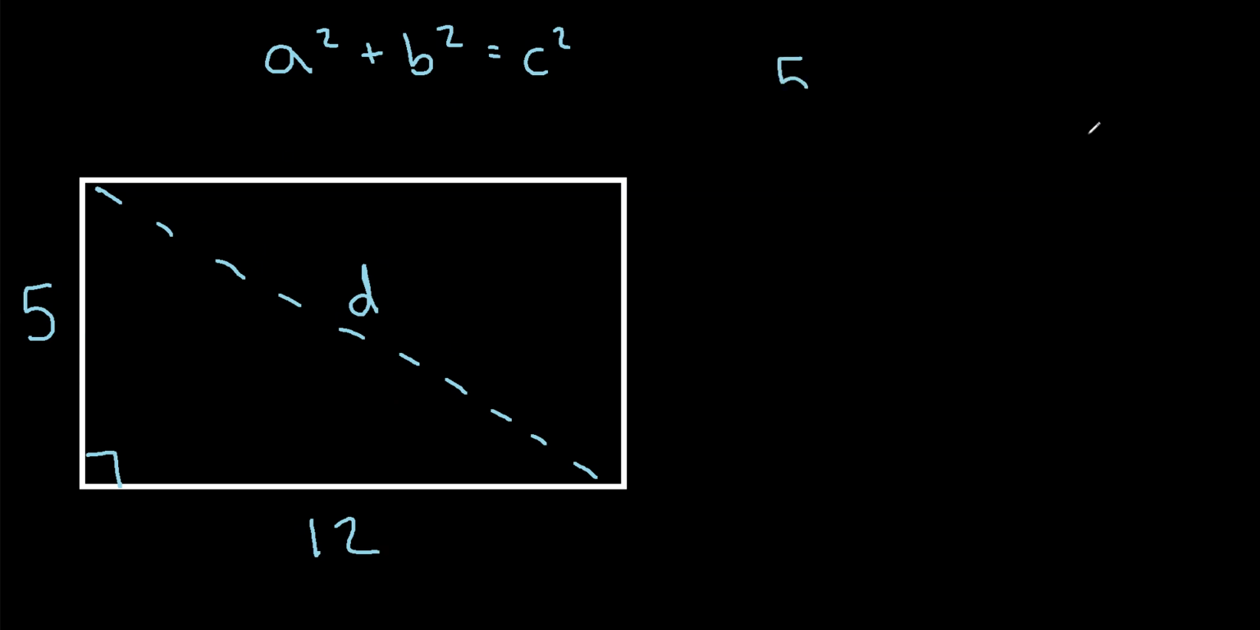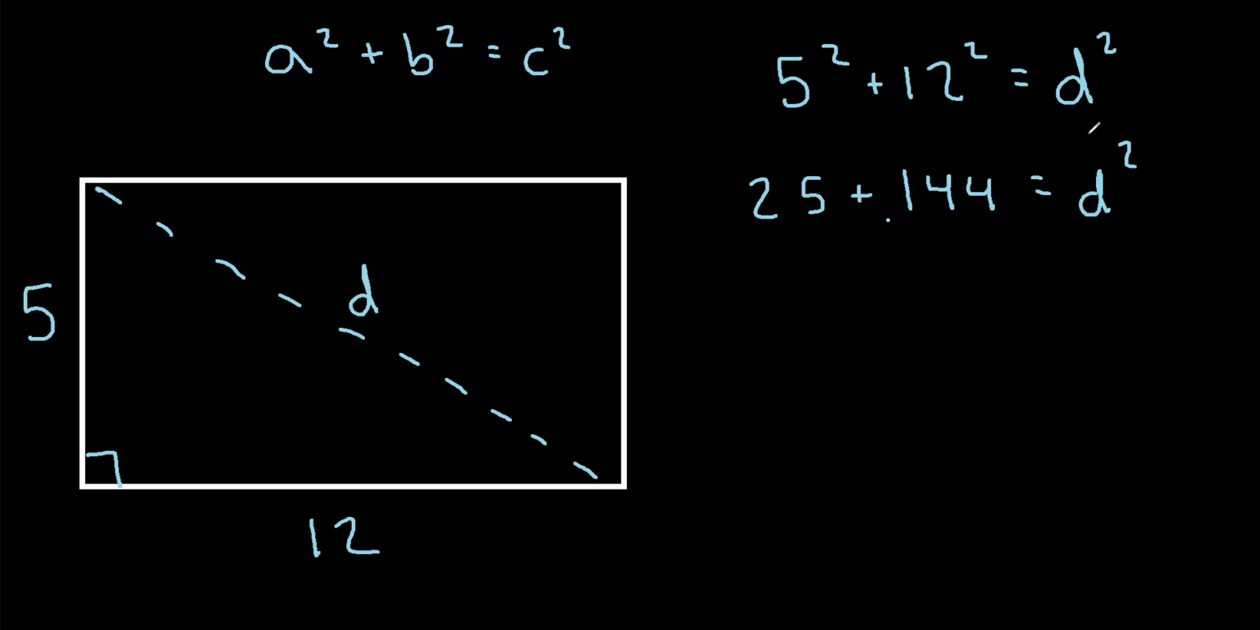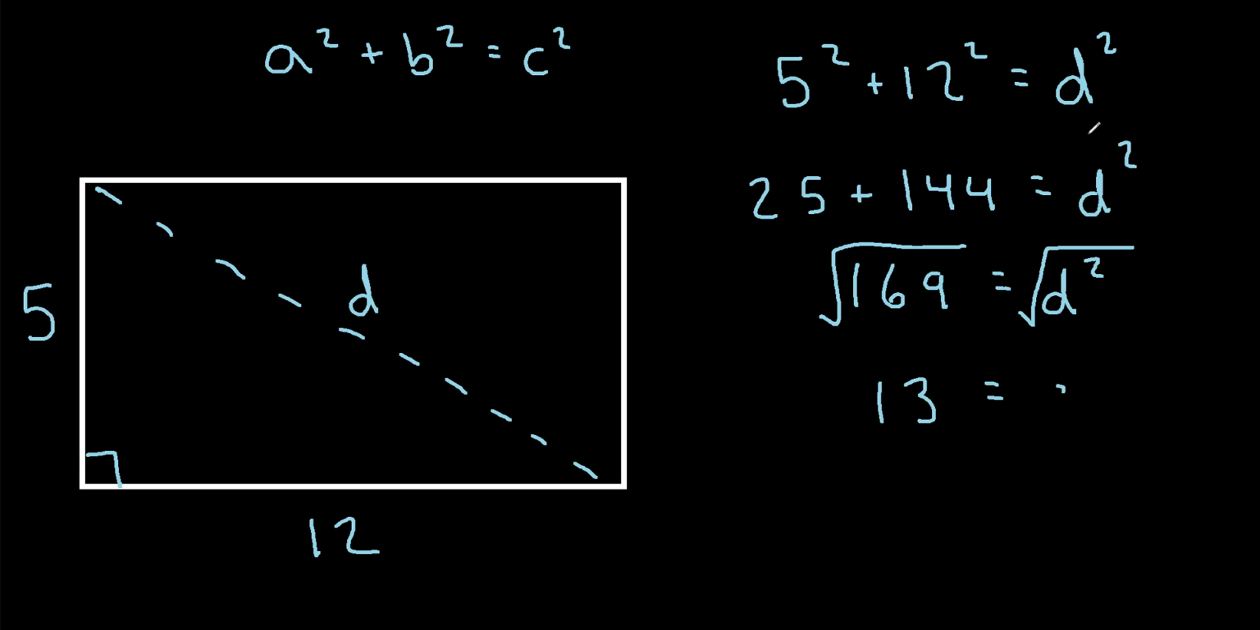So let's do that. So let's say 5 squared plus 12 squared must be equal to D squared, the diagonal squared. So 5 squared is 25, 12 squared is 144, is equal to D squared. 25 plus 144, that's 169, is equal to D squared. Now to solve for D, we just need to take the square root of each side. So the square root of 169 turns out to be 13. So that is equal to, the square root of D squared is just D. So the diagonal length is 13.